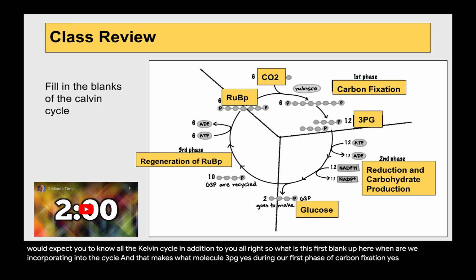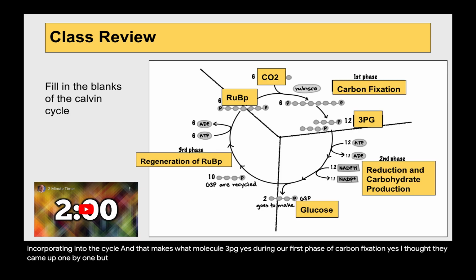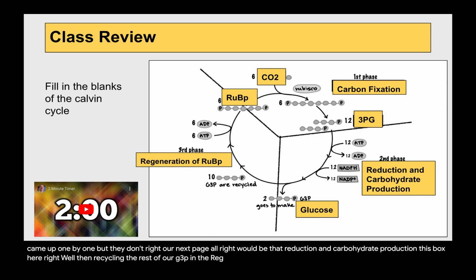Our next phase would be that reduction and carbohydrate production. This box here, you're making the G3P, which goes to make our glucose molecule. We're then recycling the rest of our G3P in the regeneration of RuBP stage in order to regenerate our RuBP molecule. Are there any questions on the Calvin cycle?